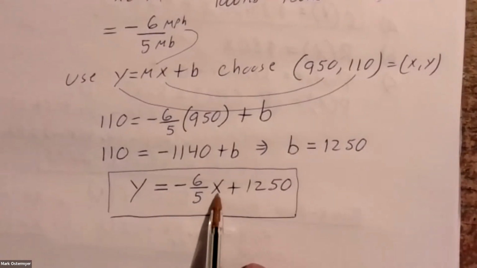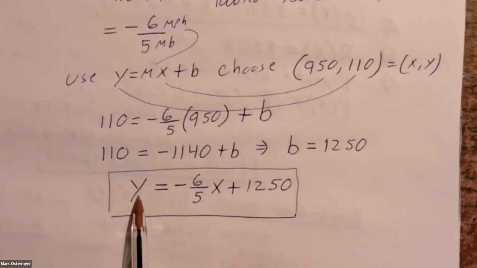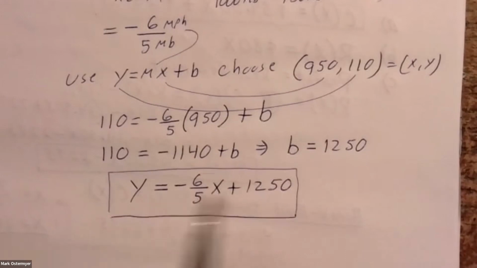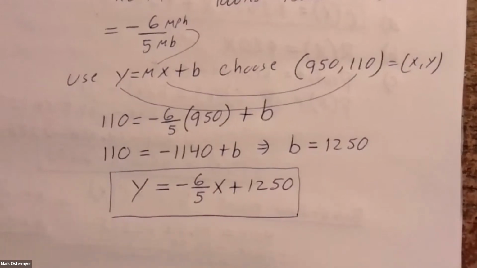So therefore, x is the atmospheric pressure in the center of the storm, and y is the sustained wind speed around the center of the storm. This linear function relates those two variables, okay? Now, the point of this is we can use this equation to make a prediction.